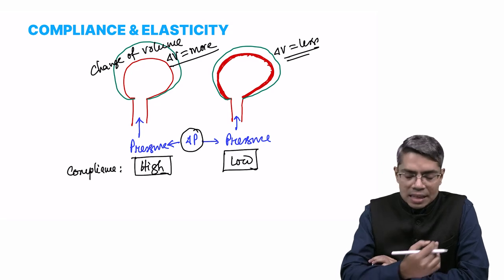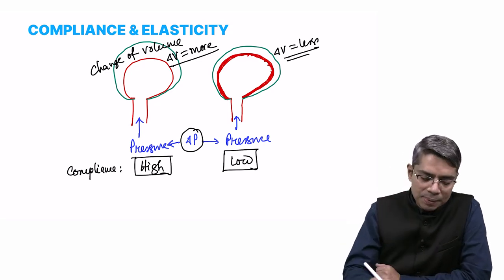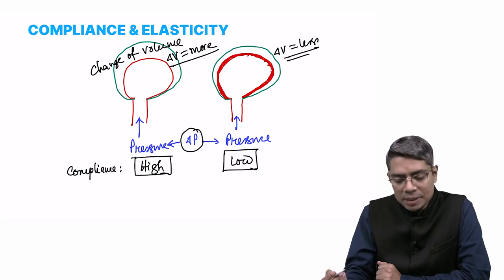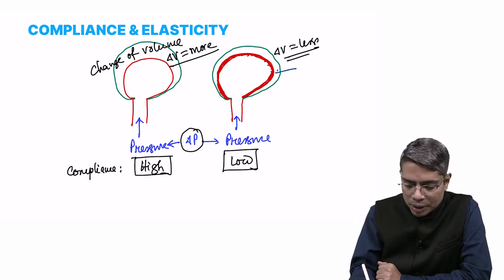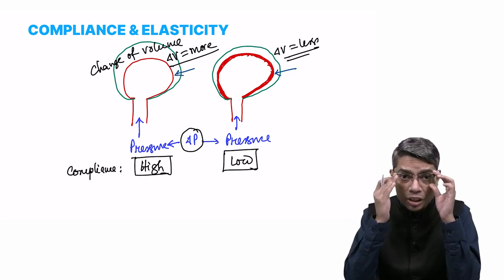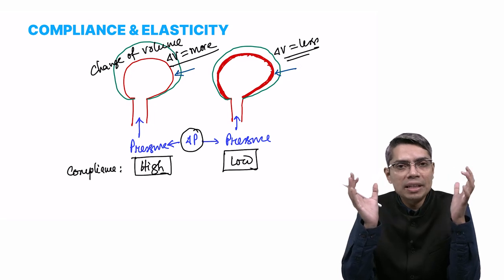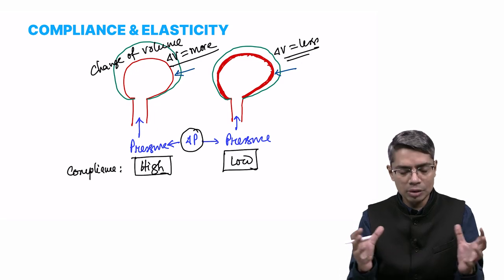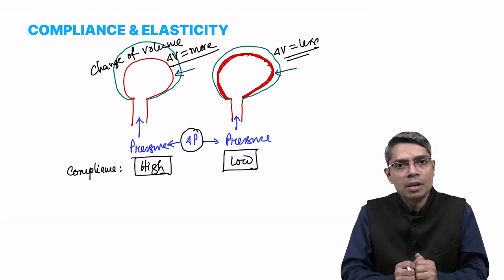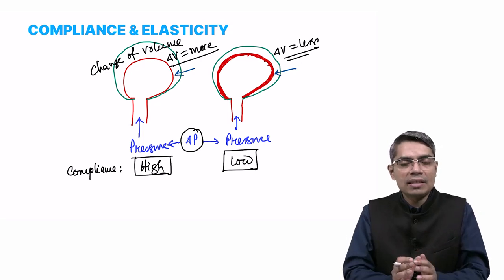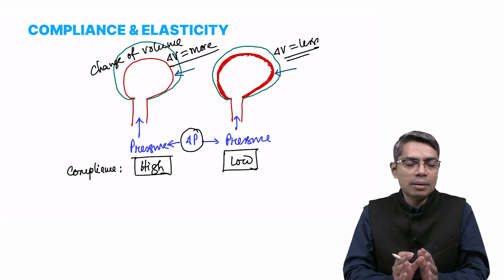Now, after expansion of both of these balloons, suppose you puncture both balloons with the help of a needle. Both balloons have been expanded, and now you are making a puncture in both. So what is going to happen? If you do a puncture, both of these balloons will collapse to the original position. This collapsing force is known as the elasticity of the balloon.